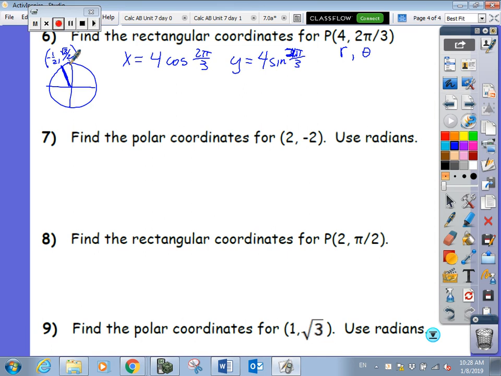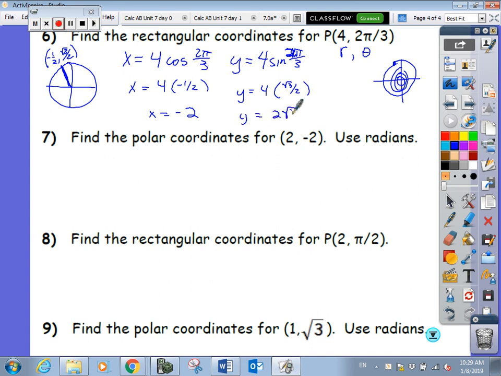If we think back just a second ago, if I were to graph that, so 1, 2, 3, 4, 2 pi over 3, so we're in quadrant 2. So our coordinates that we get should be in quadrant 2. X equals 4 times -1/2. So x equals -2. Y equals 4 times root 3 over 2. So y equals 2 root 3. So my x value is -2. My y value is 2 root 3. Is the point -2, 2 root 3 in quadrant 2? It is. X is negative, y is positive. So there are your rectangular.